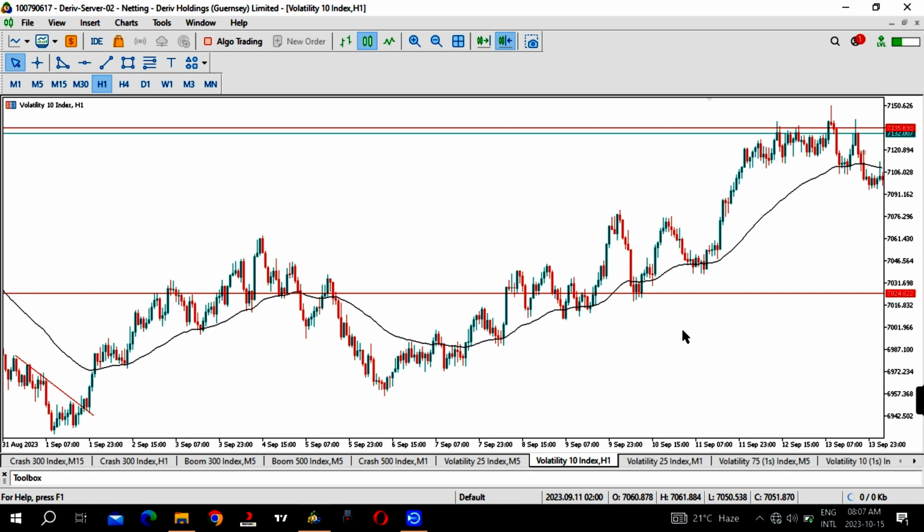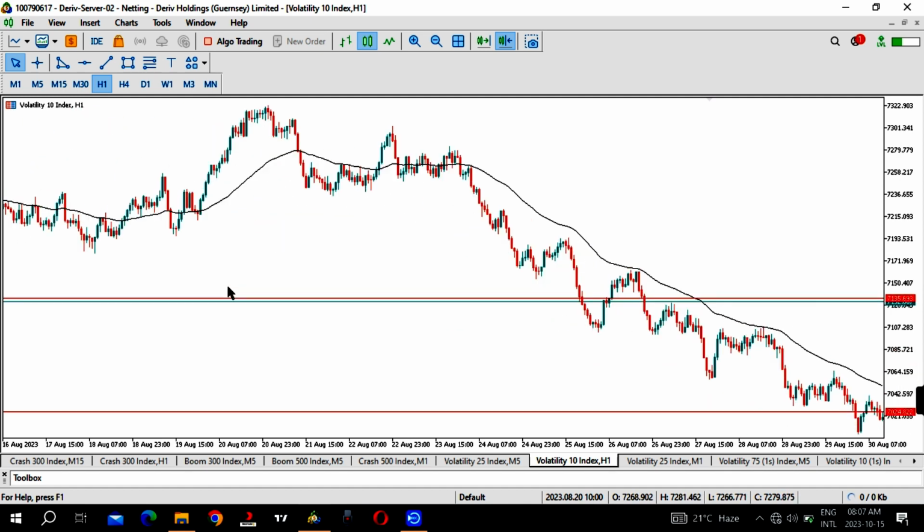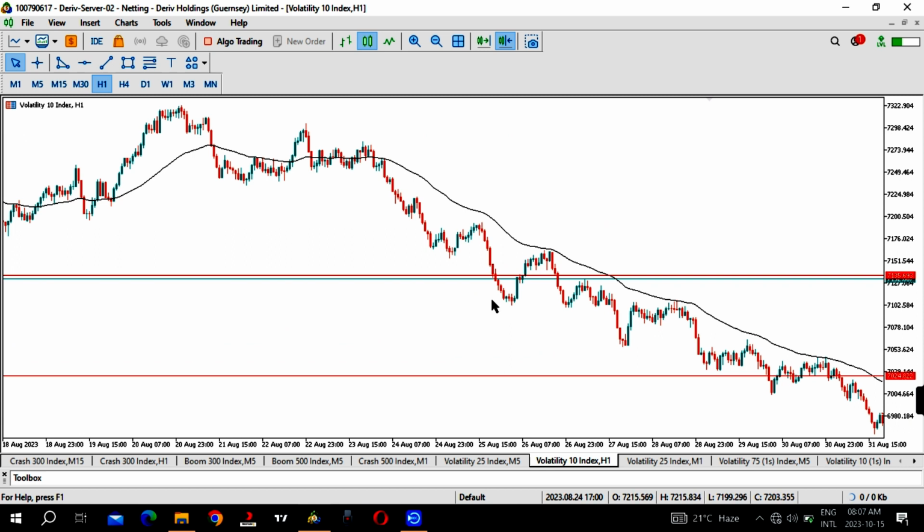It doesn't matter which strategy you are using. But if you just follow the current trend that the market is going in, then I guarantee you that is the best decision that you can make for yourself. So what do I mean by trading with the trend? Let's take, for example, over here.